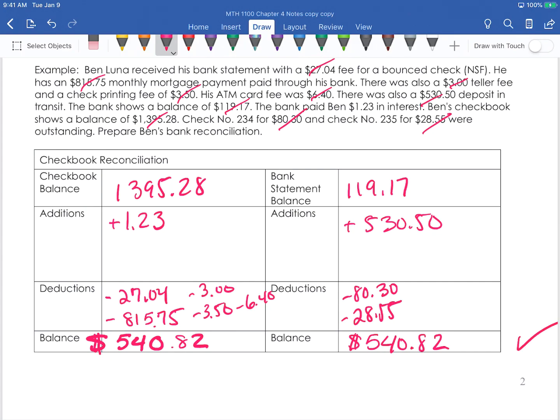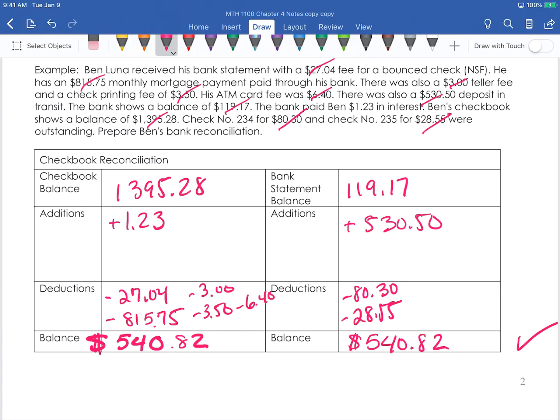So that's good. So this is basically what you're going to have to do on Connect. I posted on Canvas some blank charts for checkbook reconciliation. So if you want to print those out and use those to practice while you're working on your homework, to keep things in the right column and your additions and deductions in the right places, you can have that to use for your scratch work.